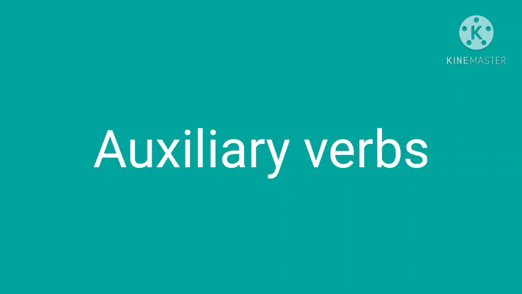Use of primary auxiliaries be, have, and do. Be, have, do are used both as principal verbs and as auxiliaries. They are auxiliaries only when they help other verbs to form their tenses and moods. For example, Pratap Singh is a good footballer. Meera was writing a letter. I have a bad headache. She has taken my pen.